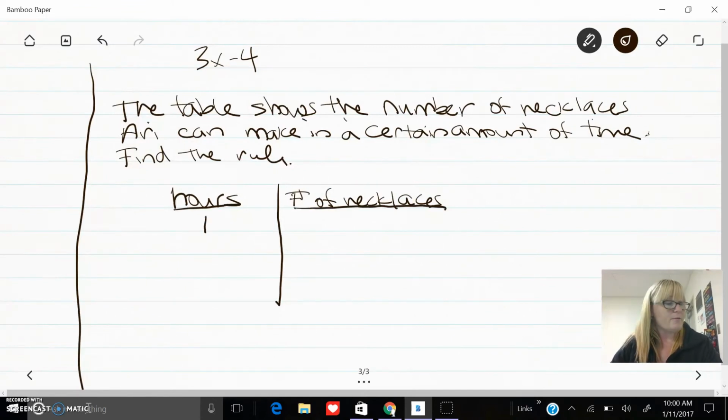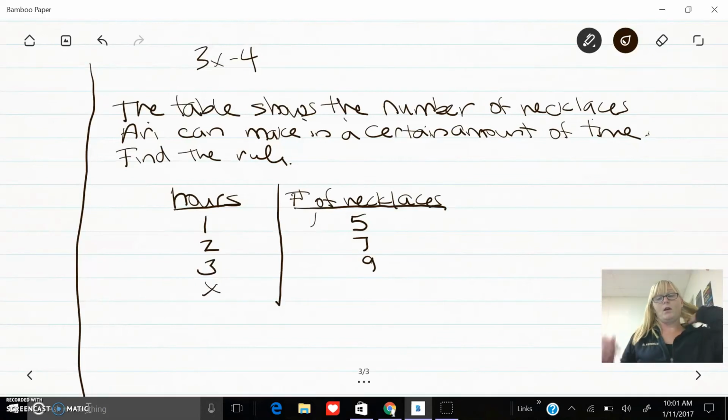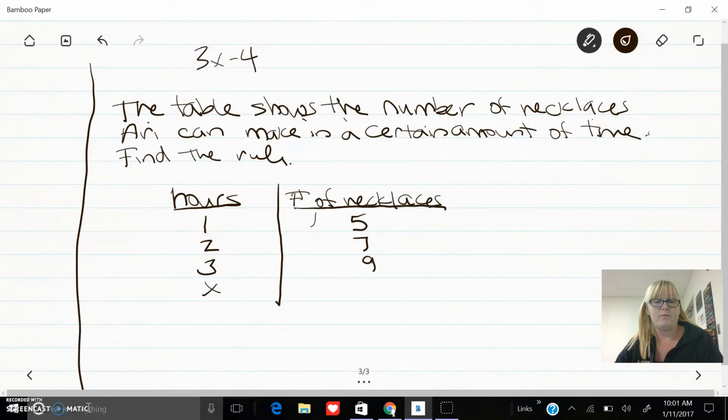All right, so in the first hour, she was able to make 5 necklaces. In the second hour, she was able to make 7 necklaces. In the third hour, she was able to make 9 necklaces. So we need to figure out what the rule is so we can figure out what the rest of the pattern is. All right, so can I get from 1 to 5?